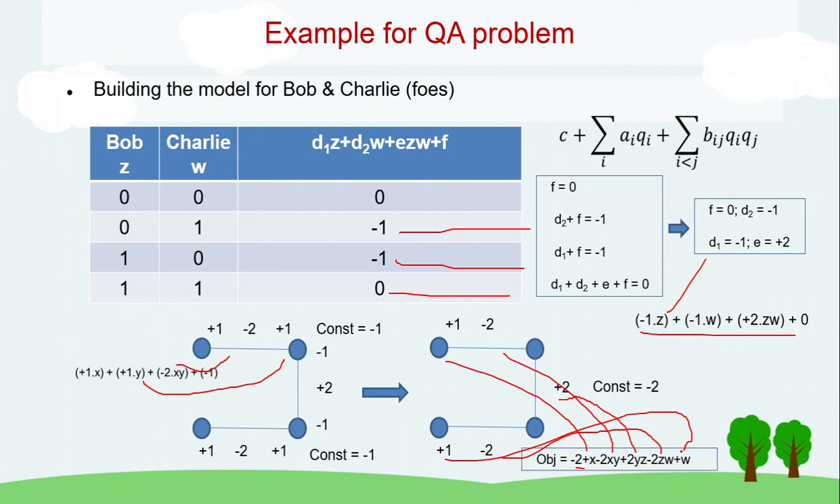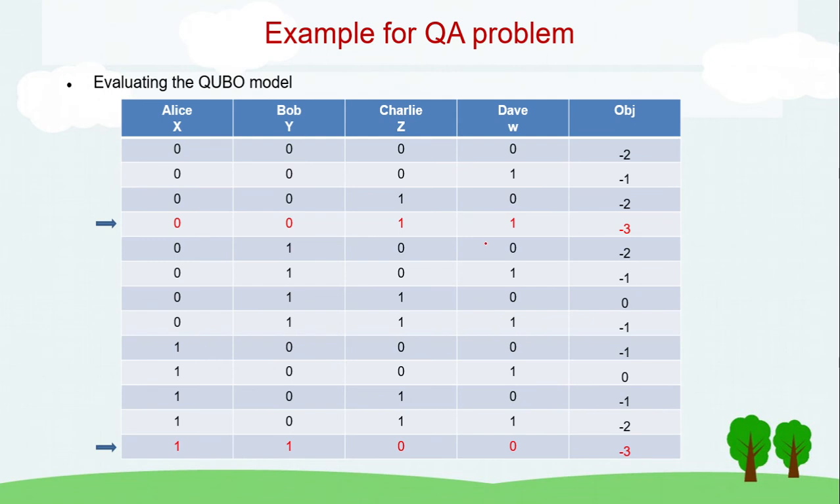Now what is our duty? We have to make use of the quantum annealer, give it this model, and it will give you solutions with probability of different combinations. When you evaluate the QUBO model, we have 4 persons, right? 4 sets of qubits. So there are 16 combinations possible, 2 to the power of 4. And then whichever is giving the least energy, that is our solution.